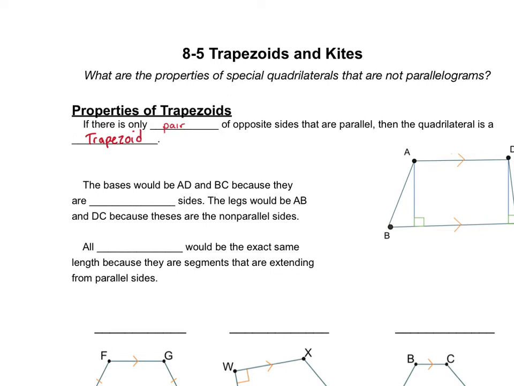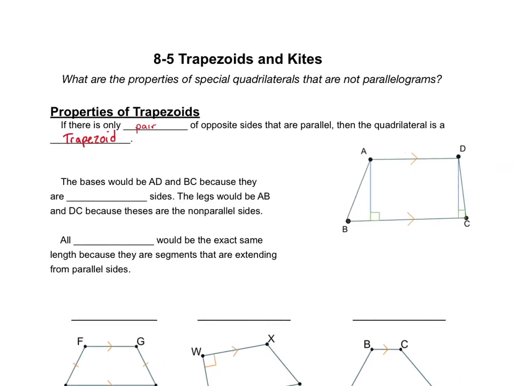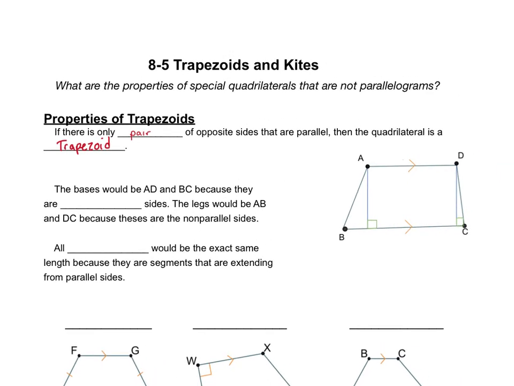Now here we are looking at two bases. The bases here would be AD and BC, because they are parallel. As you can see in our diagram, those are my parallel sides, and the legs would be AB and DC, because these are the non-parallel sides. So you have AB and DC. Those are going to be my non-parallel sides.